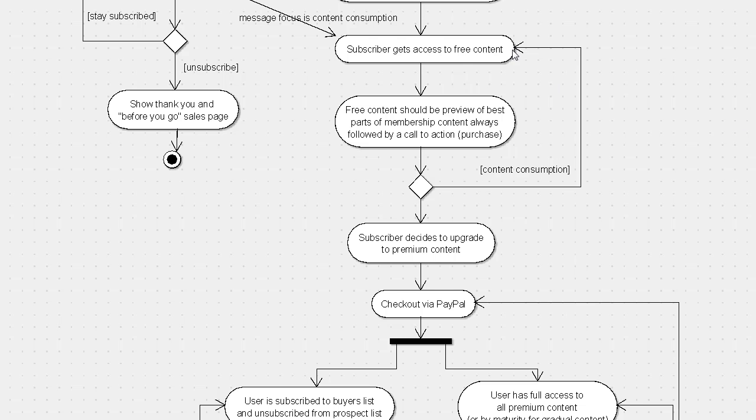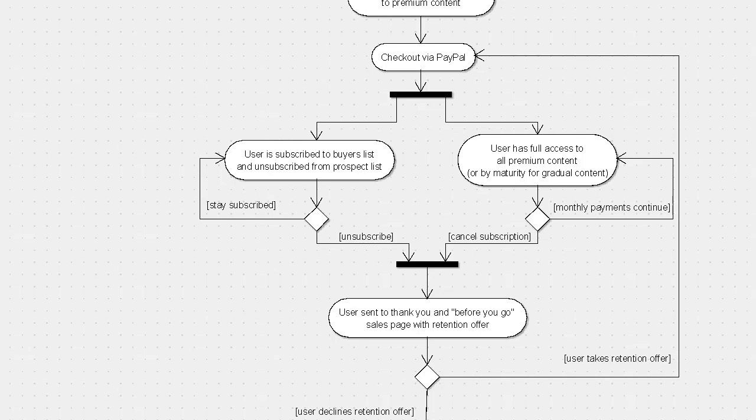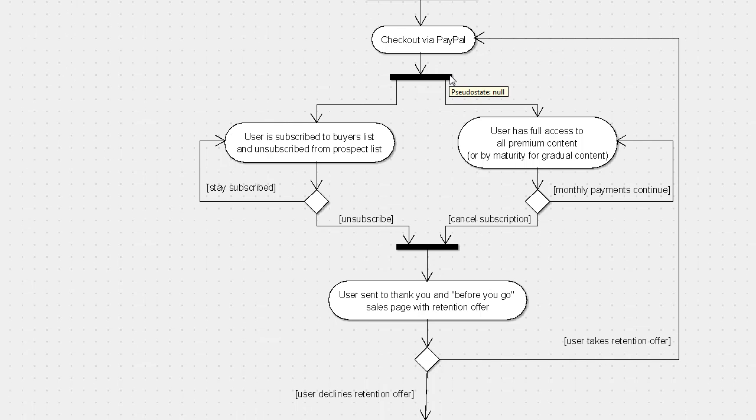Now, they can just keep going through this loop and consuming all of your free content, which would be fantastic, especially if it's good. If they decide to upgrade to the premium content, then a couple of things happen. They go to checkout via PayPal, and using MemberWing's automation, they're automatically subscribed to the buyers list, and the user gains full premium access. And provided that their monthly payments continue and they don't cancel their subscription, they can keep getting that forever. If they unsubscribe or cancel their subscription, again, give them another thank you sales page. And that's it.